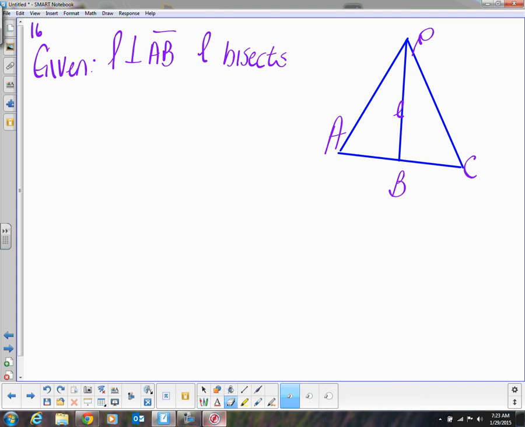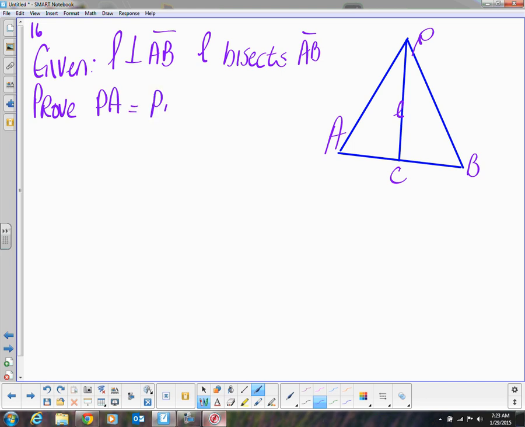I think I labeled my triangle wrong. Did I label it wrong? Hopefully you have a picture on each problem. I did label it wrong. Okay, so this is actually C, and that is B. So fix your paper so you won't get confused. All right, anything else they gave us? And they said prove that PA is equal to PB.